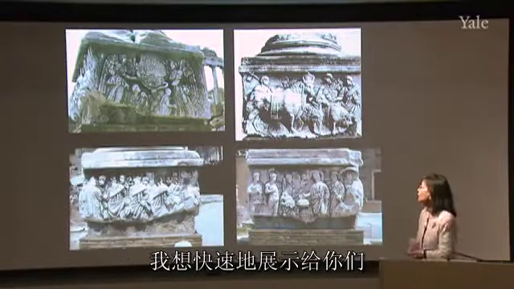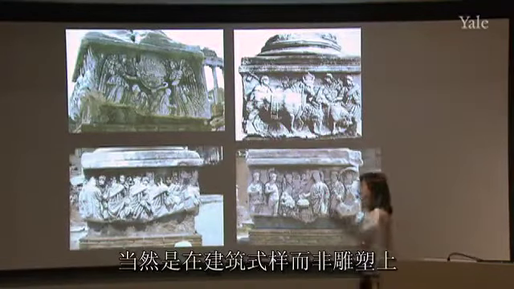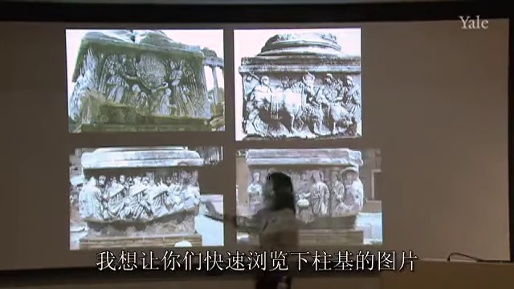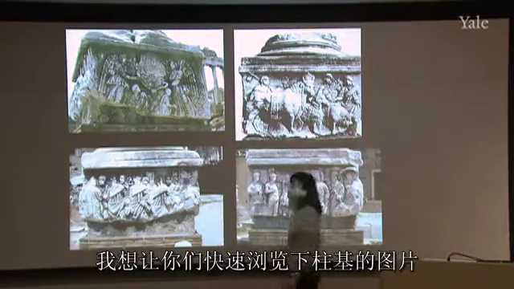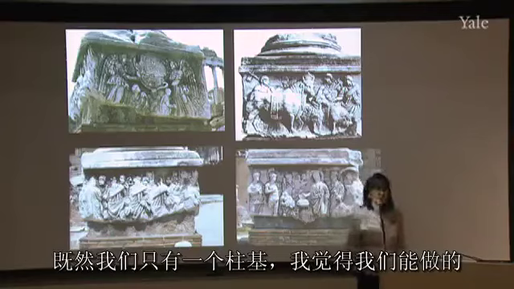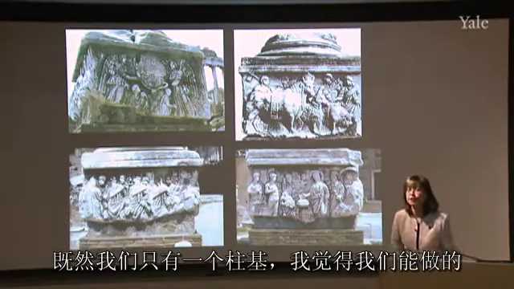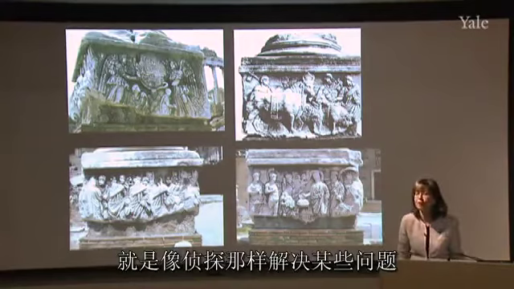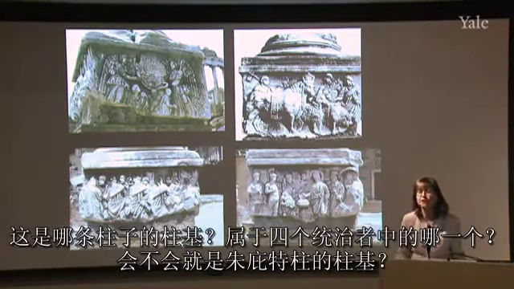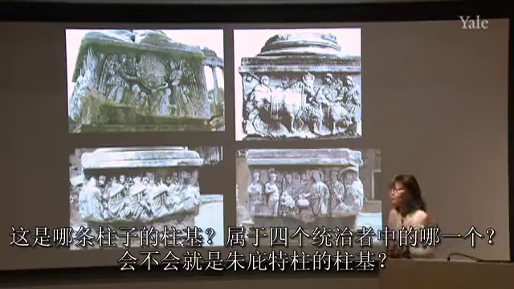I want to show you quickly, because this is, again, of course, in architecture, not in sculpture, but I do want to show you just quickly the scenes on the base, because I think one of the interesting detective work one can do is to try to figure out, since we have only one base, whose base was it? Which of the 4 tetrarchs, or was it Jupiter's base?